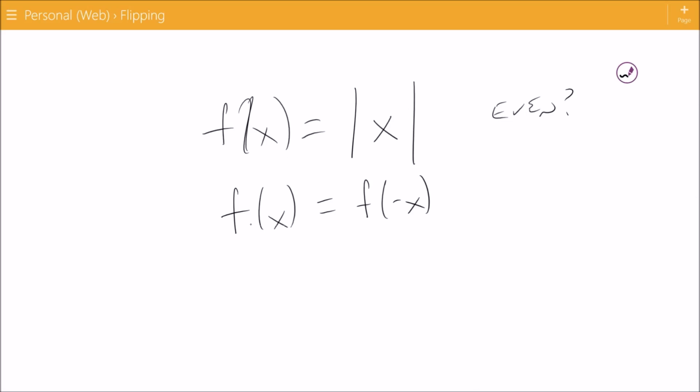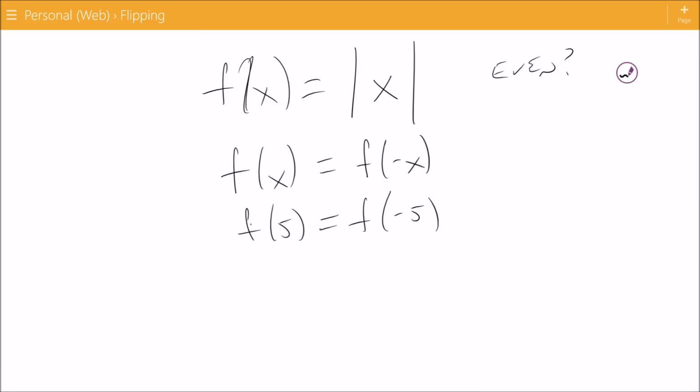Let me plug in, let's go wild this time. Let's do 5. F of 5 should equal f of negative 5. Does this hold true? Well, absolute value of 5 should be equal to here, the absolute value of negative 5. Absolute value of 5 is 5. Absolute value of negative 5 is 5. Aha! Even.